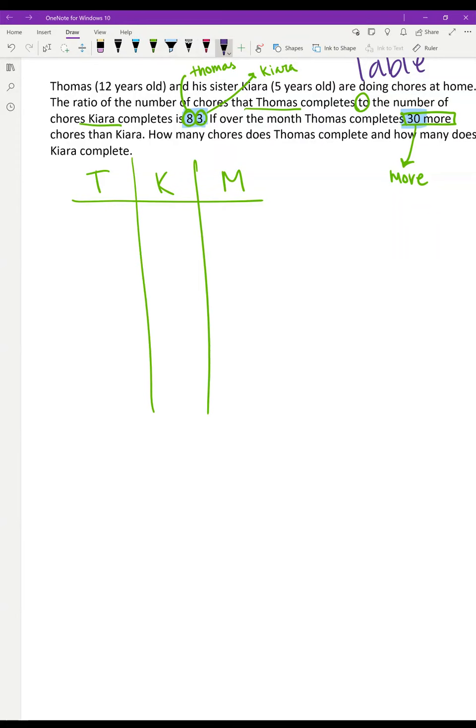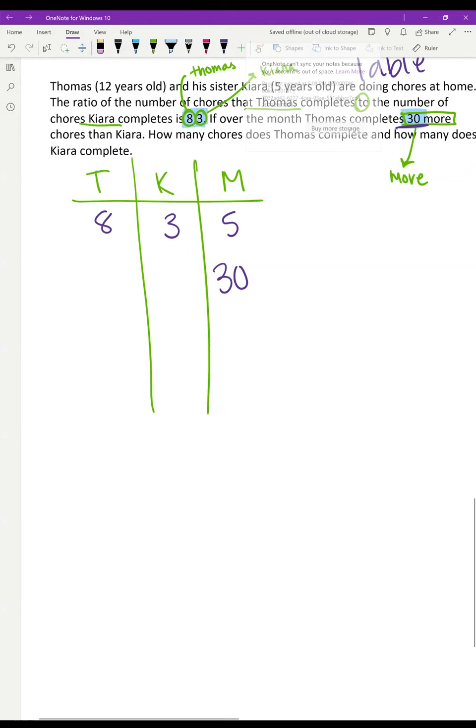So for my original ratio, I have that Thomas completed 8 and Kiara completed 3. So how many more did Thomas complete than Kiara? Well, that's going to be 5, because if I take my 8 minus 3, that gives me 5. And then now we just need to do our other information, and our other information is that Thomas completes 30 more than Kiara.